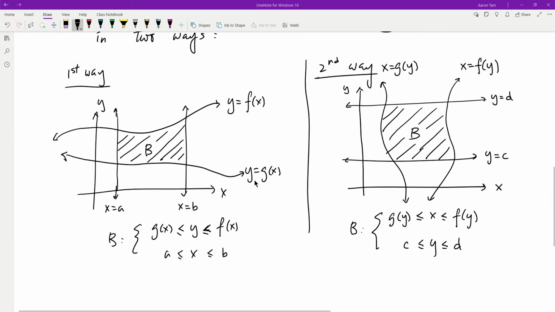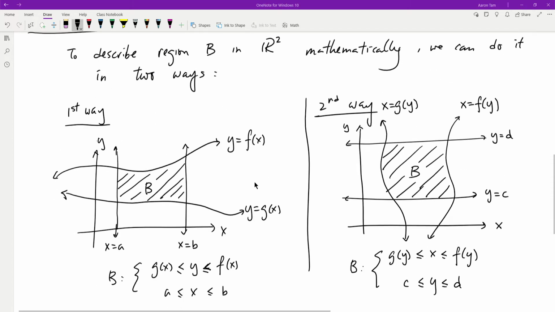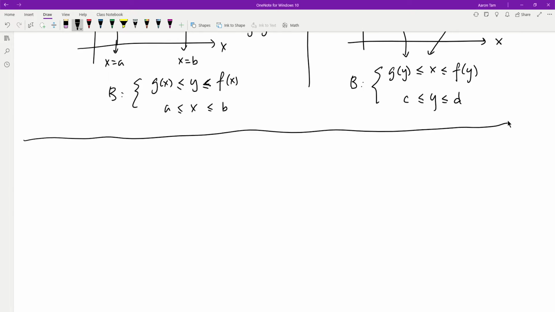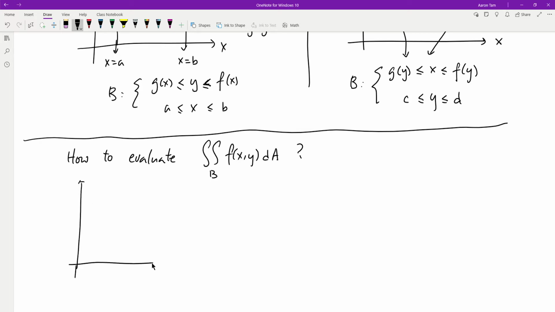Now that we know how to describe the region B, let's figure out how to actually evaluate this double Riemann integral. So now comes the next and probably most important question: how to evaluate this double Riemann integral over B, f of x, y, dA. The way to do that is to make use of what we learned before. Imagine the following. I'm going to show you how to evaluate this integral using one of the two ways to describe B.